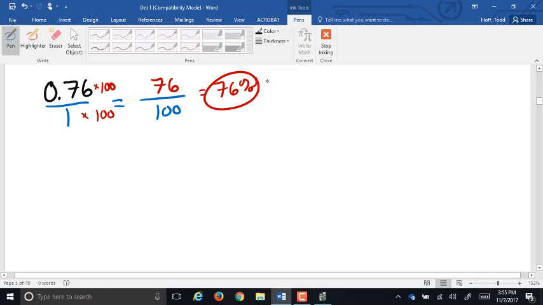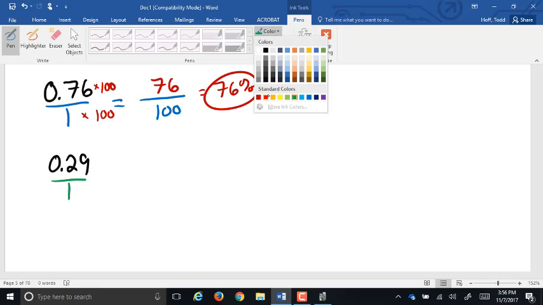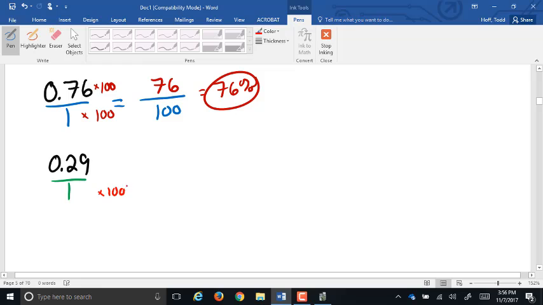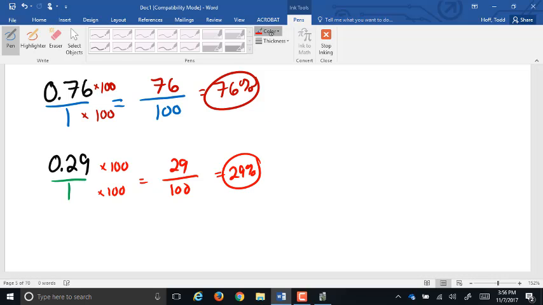Now again, you can see every time we convert a decimal into a percent, we're going to be multiplying it by 100. 0.29 is 0.29 over 1. You would multiply by 100 on top and bottom to make 29 out of 100, or 29%. And because we're going to be multiplying by 100 each time, multiplying by 100 just moves the decimal point to the right 2 spots.